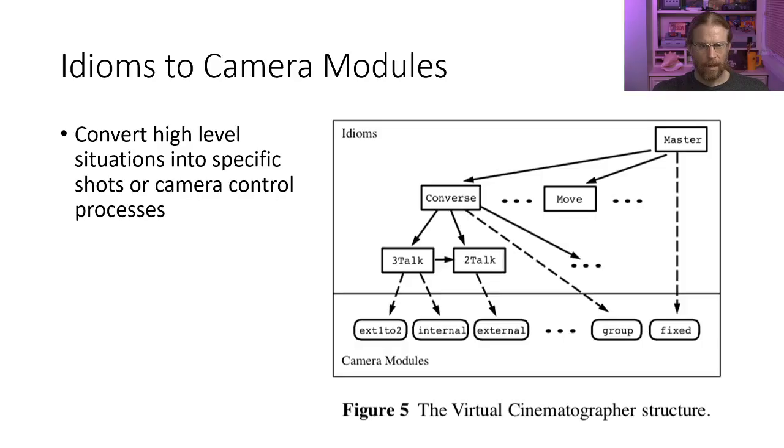So these are parsed, and we're converting high-level situations into specific shots or camera control processes as you're parsing through the state machines, and it'll generate the sequence of shots. So lots of cuts and different angles for each camera angle that we're cutting to.